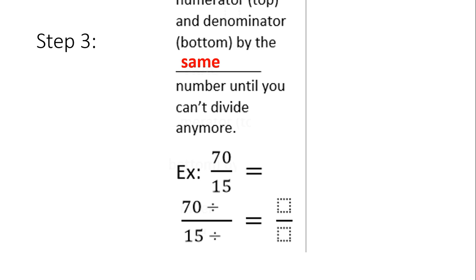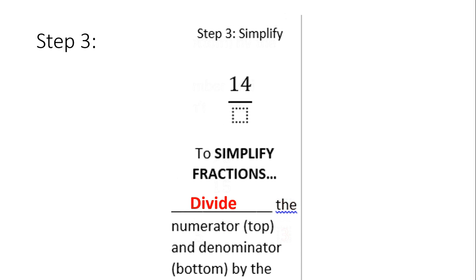Okay, so let's look at our number, 70 over 15. Okay, well, 70 and 15 can both be divided by 5. So we're going to divide the top number by 5 and the bottom number by 5. Remember, when you do this, you have to divide the top and the bottom by the same number, or else you break an important mathematical rule. Alright, so 70 divided by 5 is 14, and 15 divided by 5 is 3. Okay, so if we go back to the top, we can write that number in. It would be 14 over 3.